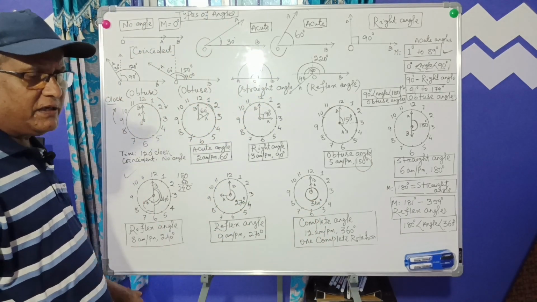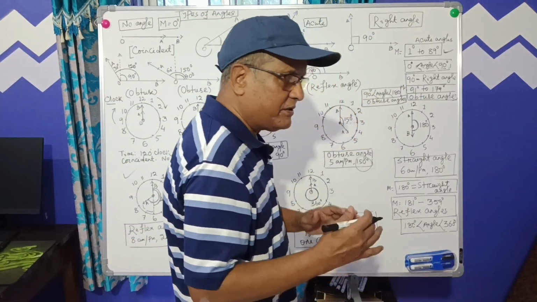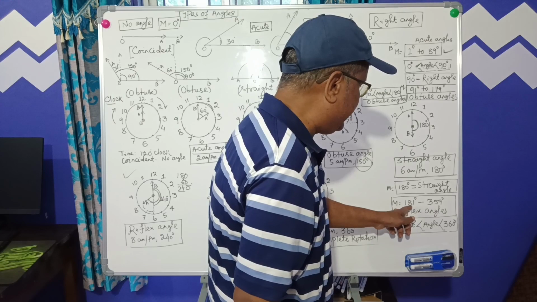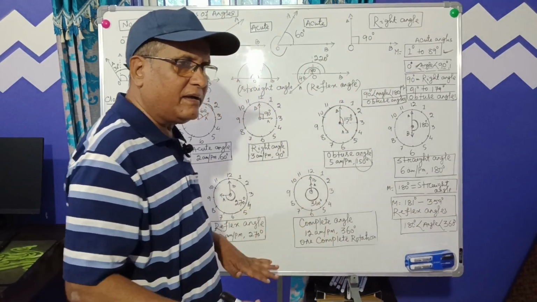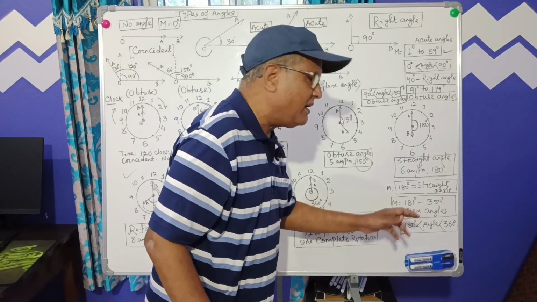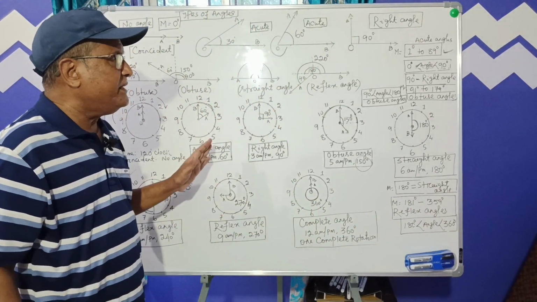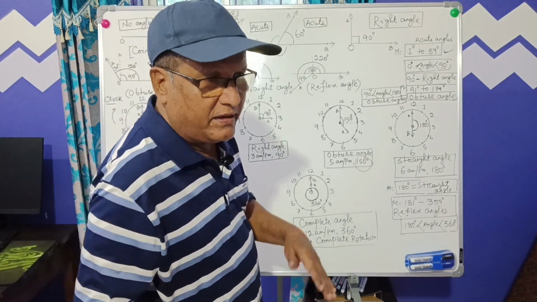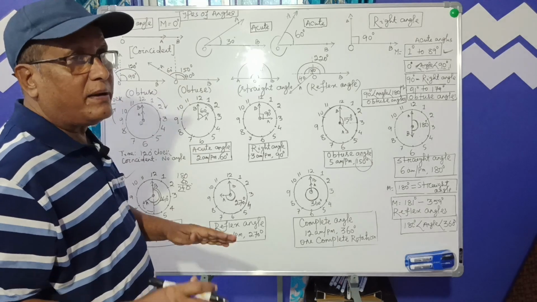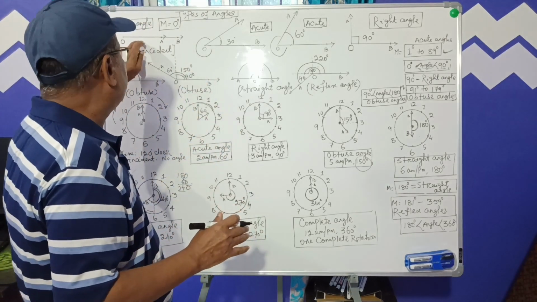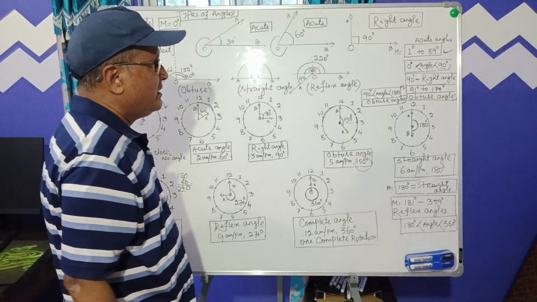So what we understood here, what we observed here, in the case of a reflex angle, the measure may be from 181 degrees to 359 degrees. All angles with these measures are called reflex angles. Okay, now we have discussed, let me sum up. When two arms coincide, no angle is found, the measure of the angle is 0.